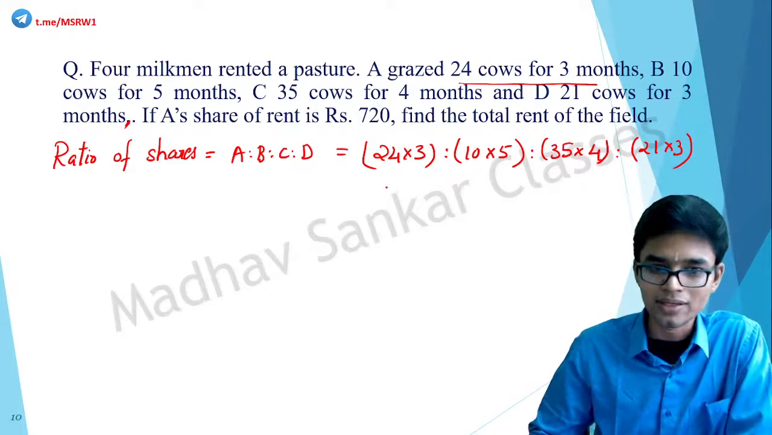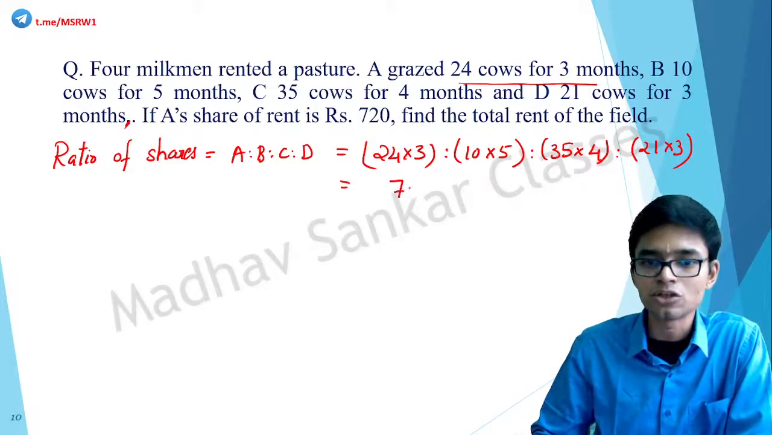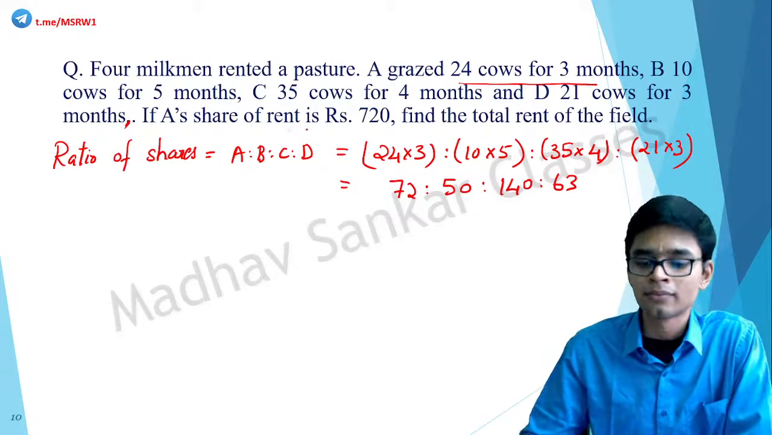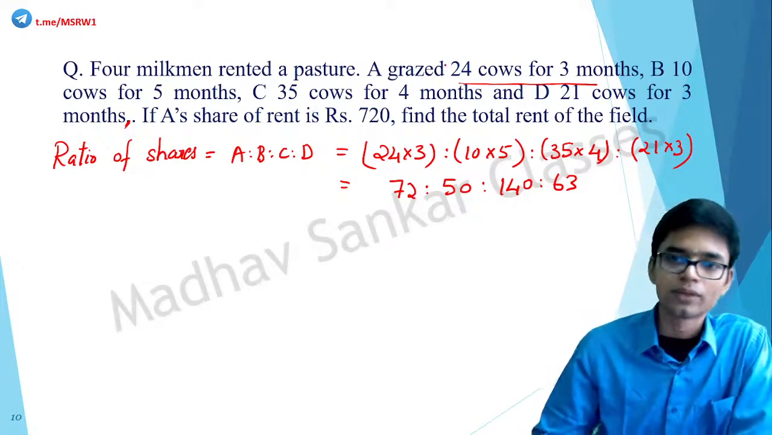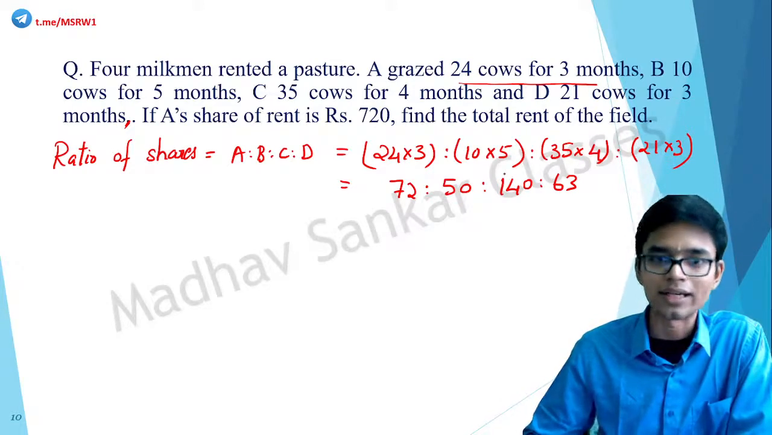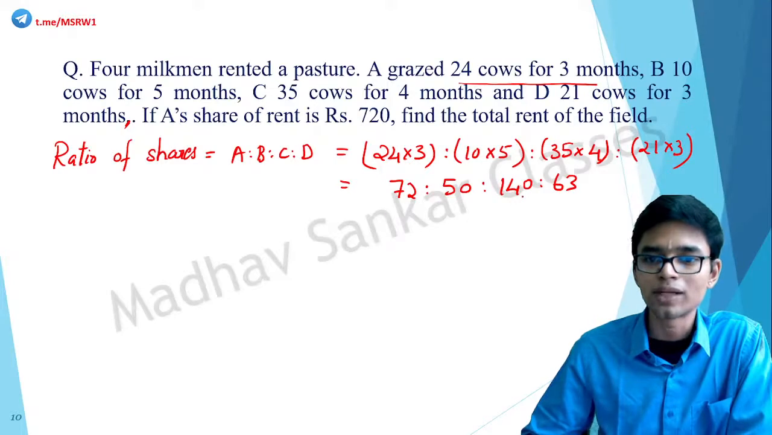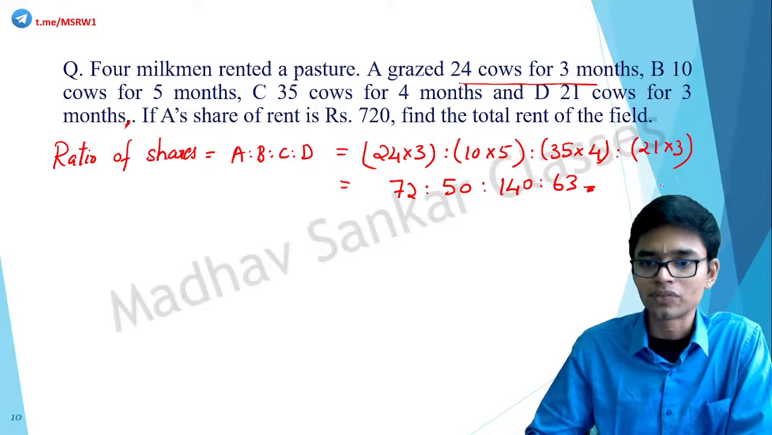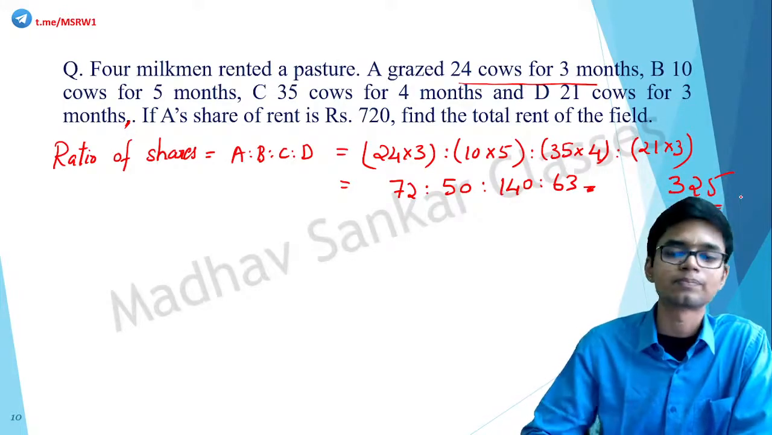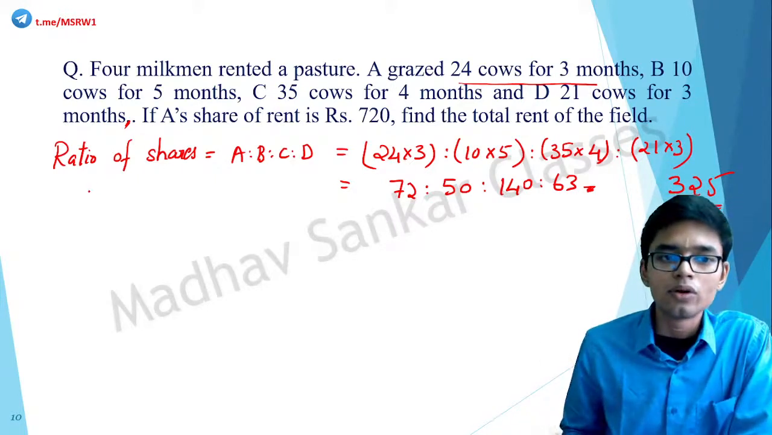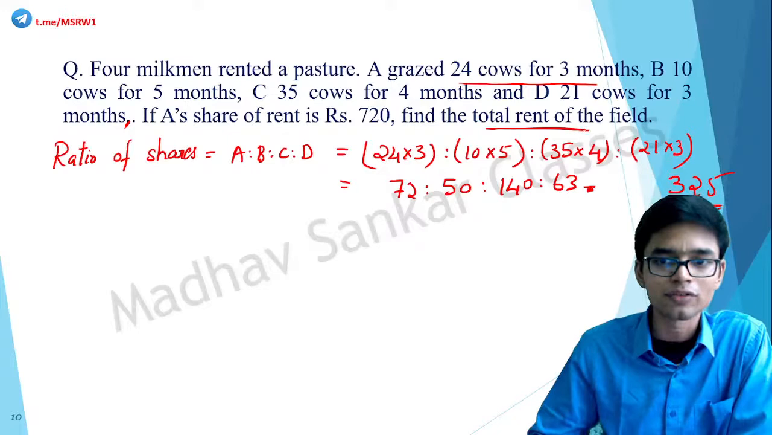This is the ratio of their shares. Clear? So if we simplify this, we will get 24 into 3 is 72. 10 into 5 is 50. 35 into 4 is 140. And 21 into 3 is 63. Clear? Now, what is the total? We can find the total also so that we can easily calculate it later. 72 plus 50, 122 plus 140 is 262 plus 63 is equal to 325. This is the total parts.